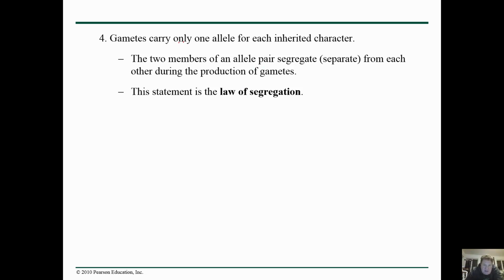What he was saying is that gametes only carry one allele for each inherited characteristic. So the sperm or the egg, or in the plants of a flower, the pollen or the egg, can only carry one trait. And we talked about that before, that you only get one of each type of chromosome from your parents. And this is basically the law of segregation, that two members of an allele pair separate from each other during the production of gametes.